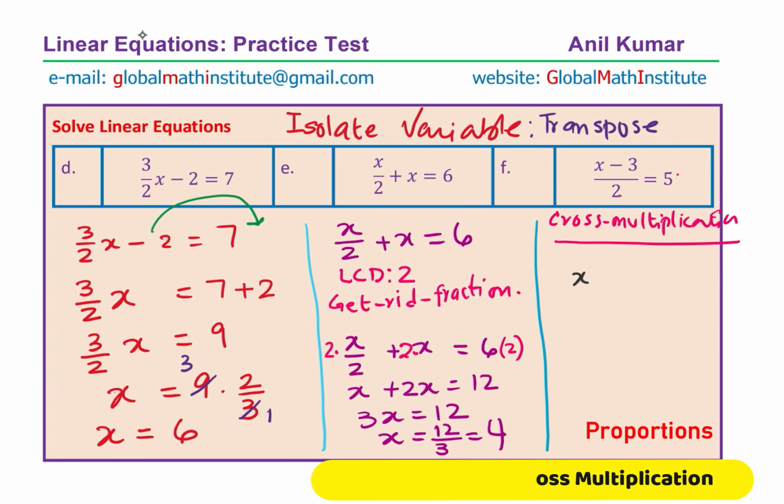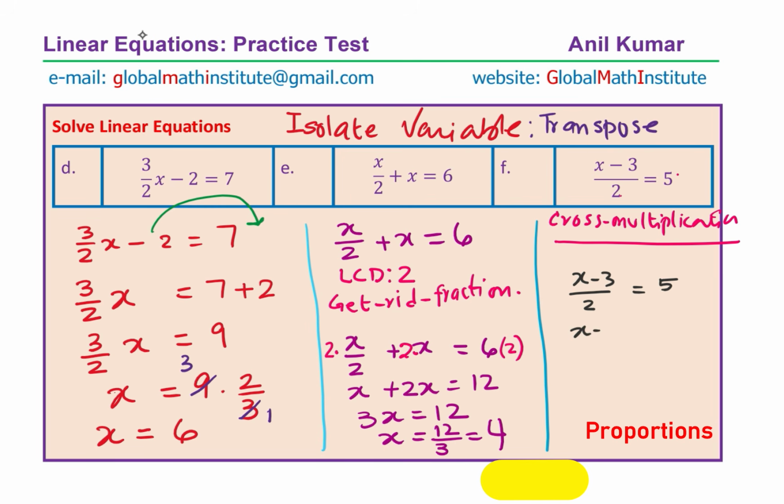So we have x - 3 divided by 2 equals 5. What we are going to do in this particular equation is multiply both sides by the common denominator, which is 2. So multiplying by 2 makes sense. As soon as you do that, this 2 and 2 cancel on the left-hand side and we get x - 3, correct?